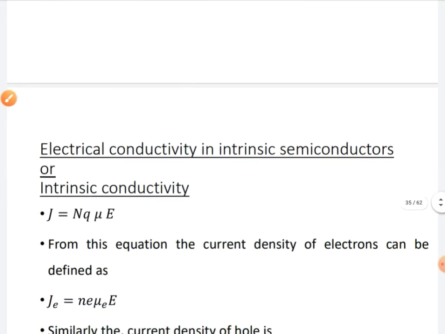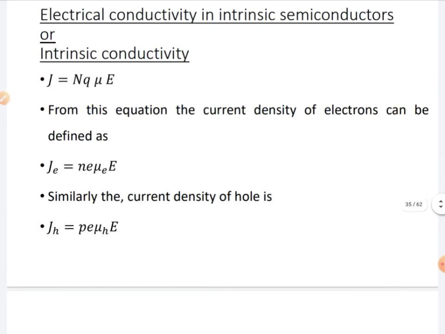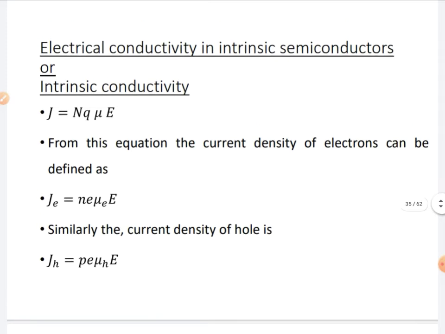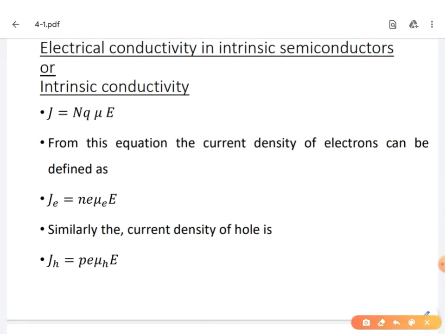So here, by knowing the general expression, we can easily derive the expression for drift current density due to electrons and drift current density due to holes, because both electrons and holes are the charge carriers in an intrinsic semiconductor. So that's why we are applying this general expression to the electrons. When we apply the general expression to the electrons, it can be written like this.